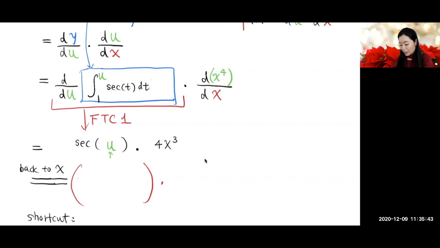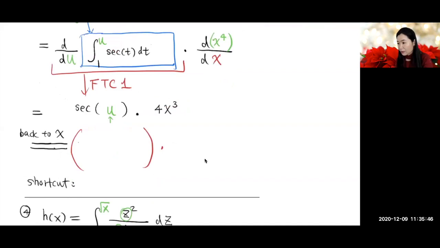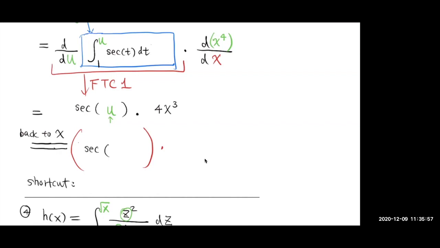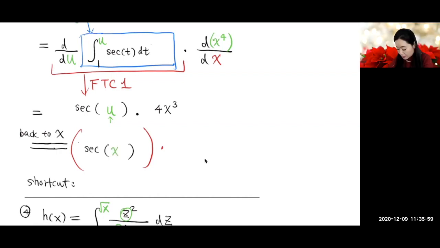Now we need to return back to x. So we replace this u by x to the 4 power. So we get secant of x to the 4 power times 4x cubed over here.